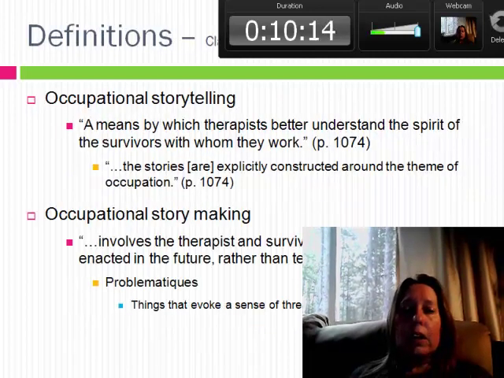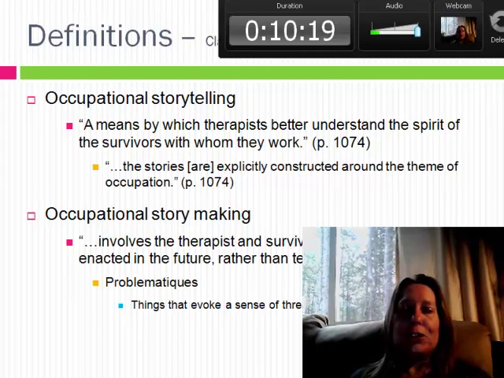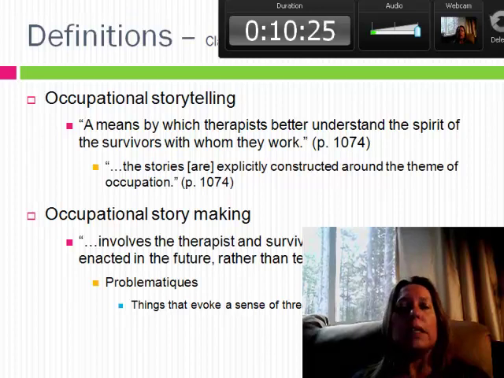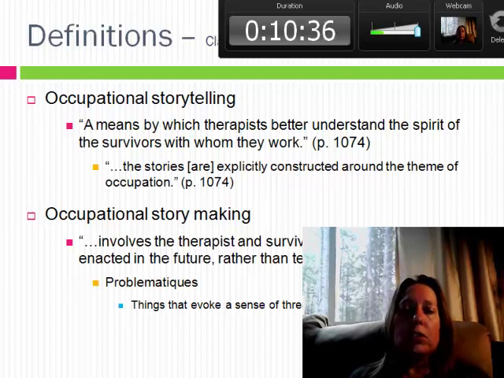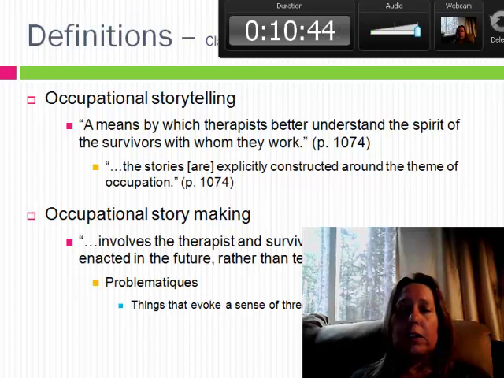Like any good graduate program, there are new terms that we need to understand. And these aren't hard for us as practicing occupational therapists to get. We do it, now we're formalizing it. And we have occupational science to thank for a lot of this enriching of what we do and enriching of the understanding of who we are. So occupational storytelling: a means by which therapists better understand the spirit of the survivors with whom they work. This is Florence Clark in her 1993 Eleanor Clarke Slagle lecture.